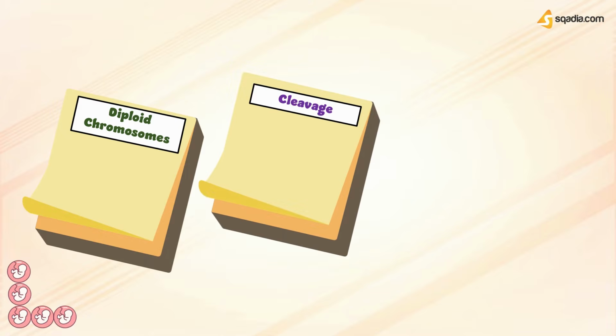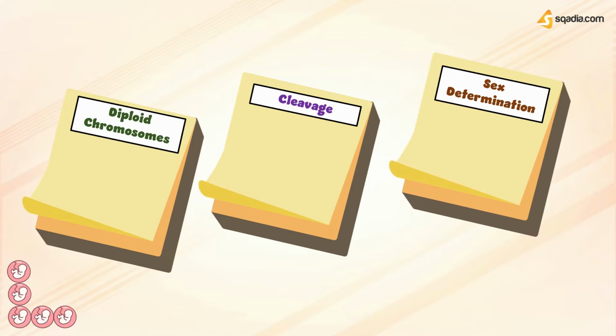Well, the sperm performs 3 functions. First is the restoration of the diploid number of chromosomes. Second is the initiation of cleavage. And third is determination of sex. Now, let me explain these functions one by one in detail.